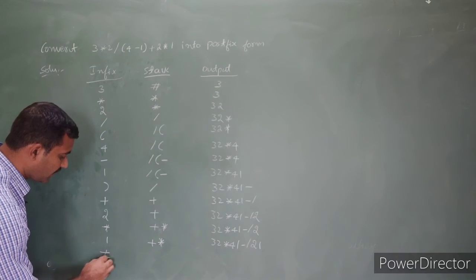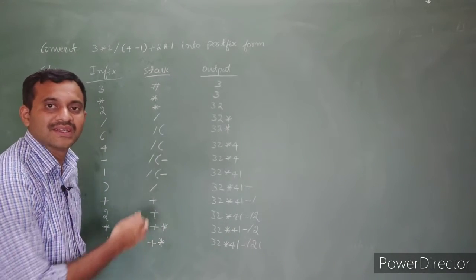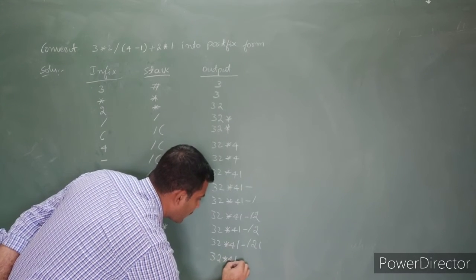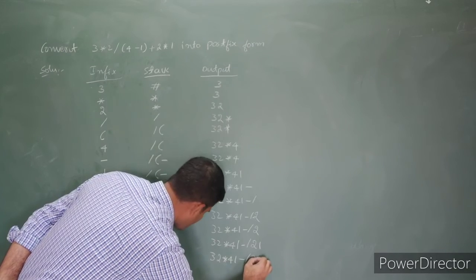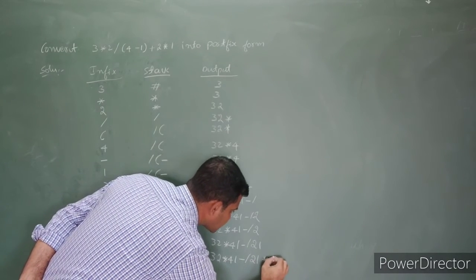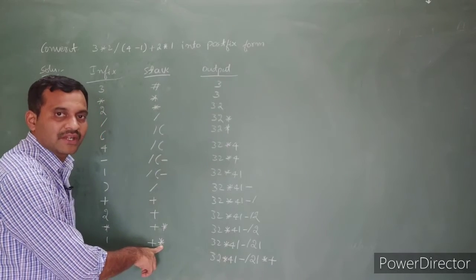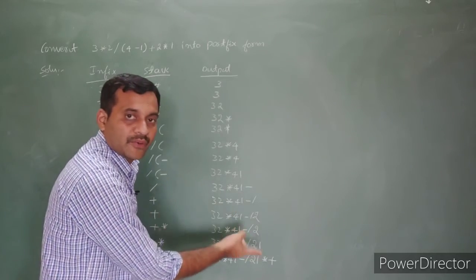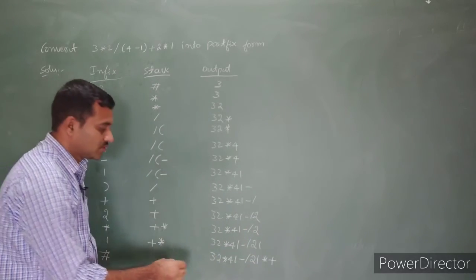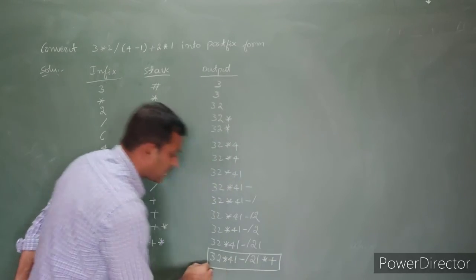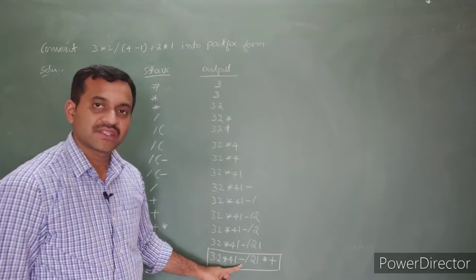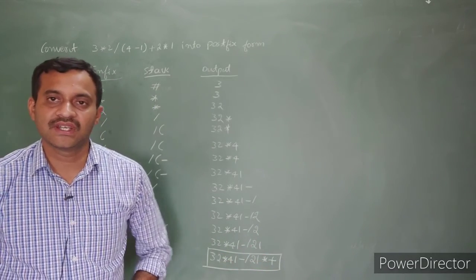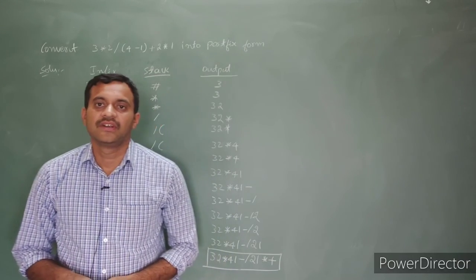All the characters are read. Pop the operators from the stack. So 3 2 star 4 1 minus division 2 1 star plus. First we have to pop the topmost element. The topmost element is the recently inserted one. Here we inserted star, so star is popped first, then plus is popped. So the final expression is this one: 3 2 star 4 1 minus division 2 1 star plus. It is a postfix expression. Try yourself. Thank you.